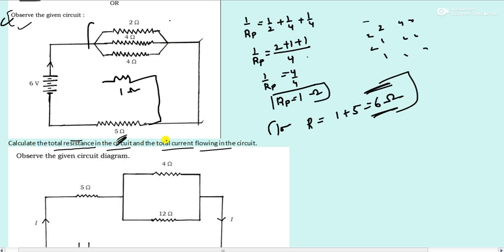Now they have also asked to find the total current. So again use Ohm's law. V is equal to IR. So I will be V by R. V is given as 6 and R is also 6.